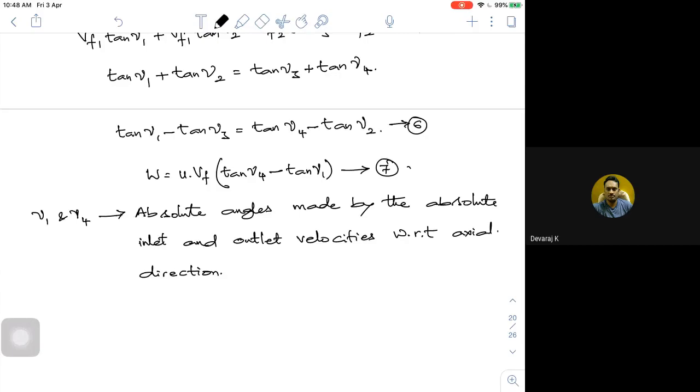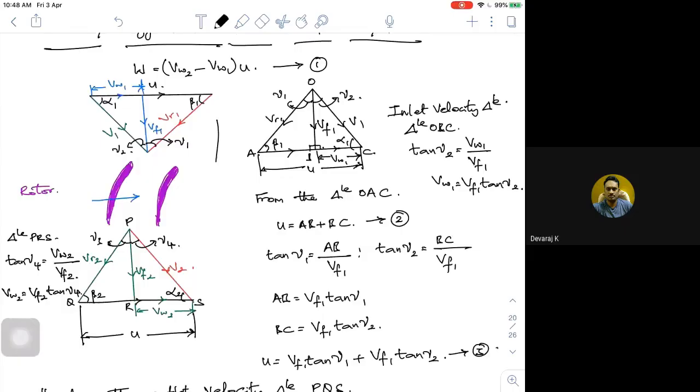So what is the axial direction? Look at this direction. If this is alpha, this is gamma 1 and gamma 2, gamma 3 and gamma 4. They are the angles made in this direction. This is the direction of the flow.